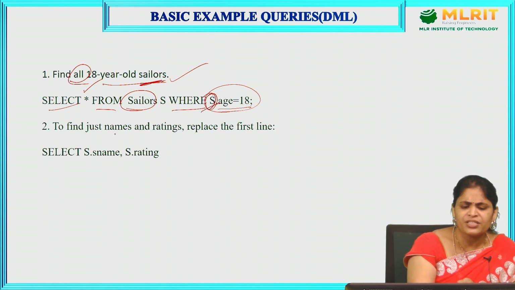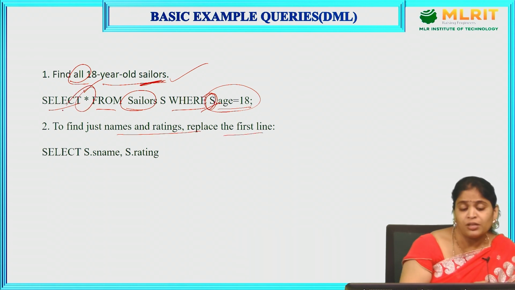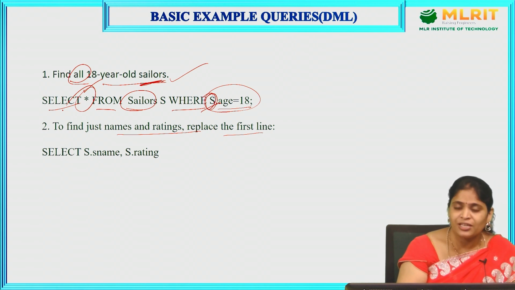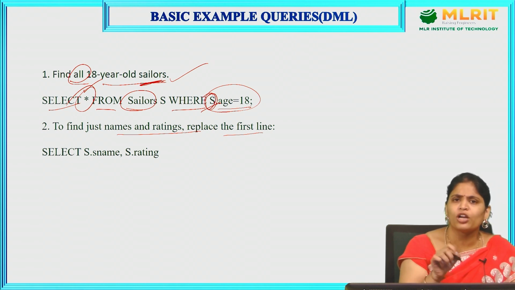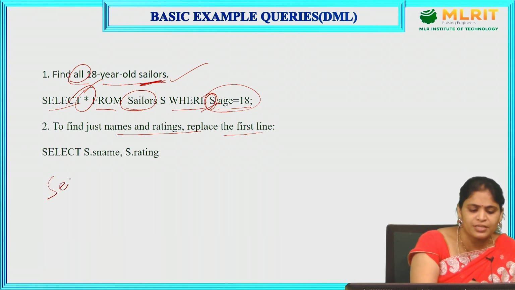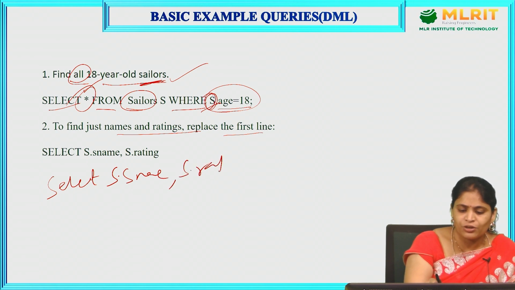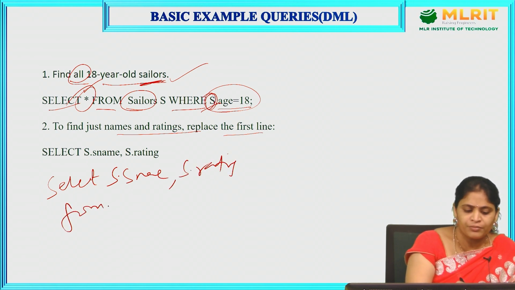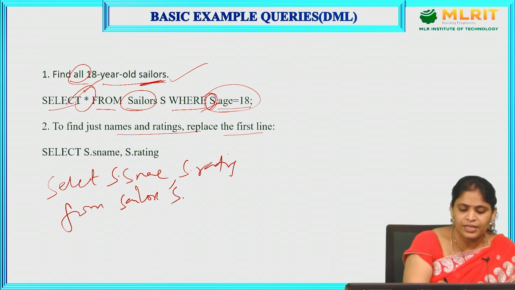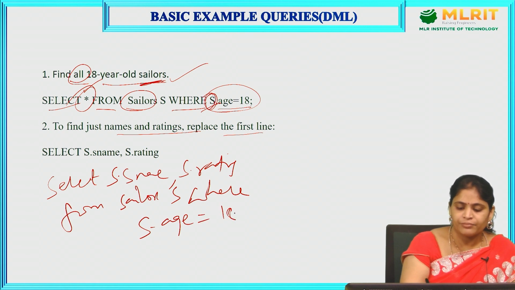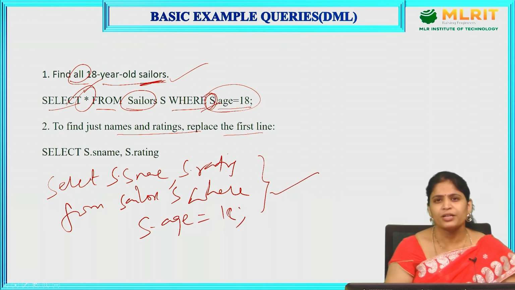Next, to find just names and ratings, replace the first line. That is nothing but instead of representing asterisk here, if at all you have to retrieve only two columns data. That means select S dot S name, Sailors name, comma S dot rating from Sailors S, where S dot age is equal to 18. So in this manner you have to represent a query.